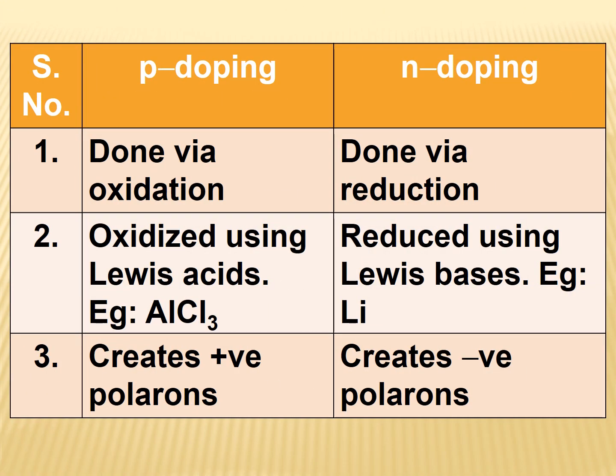In this table you can see p-doping is done via oxidation, whereas n-doping is done via reduction. Oxidation can be done using Lewis acids. Example, aluminum chloride. Aluminum chloride is a Lewis acid. Whereas reduction can be done by using Lewis bases. Example, lithium. P-doping creates positive polarons and n-doping creates negative polarons. That is one important point. In p-doping, the charge is a positive charge, and in n-doping, the charge created is a negative charge. So these are some points of comparison between p-doping and n-doping. So that is about intrinsically conducting polymers, two types, doped and undoped.